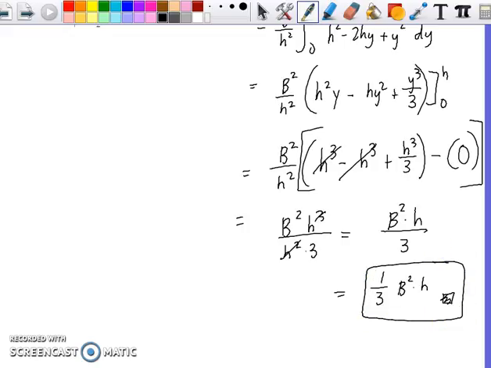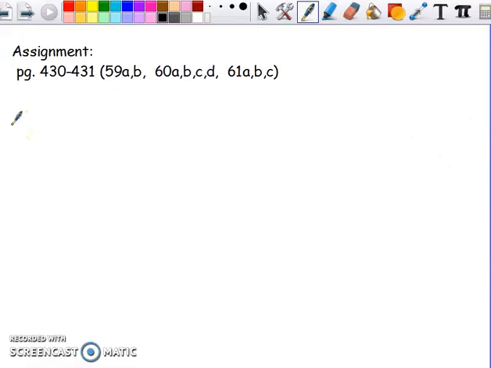Now your homework for this evening, you work on pages 430 to 431, 59A and B, and you can read the rest of that. Hopefully that all makes sense. Let me know if you have questions.